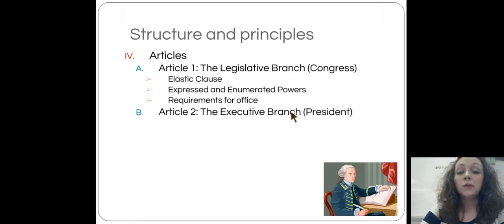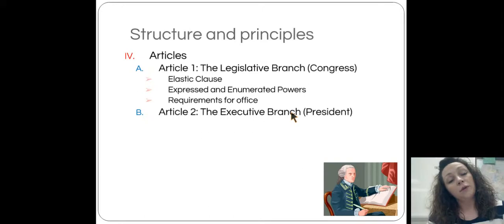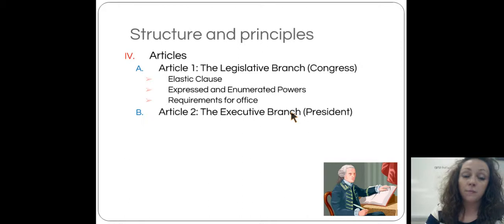All right, moving on then to Article 2, the executive branch. Article 2, the executive branch, includes the president, the vice president, and then members of the president's cabinet. The job of the executive branch is to execute or enforce the laws.